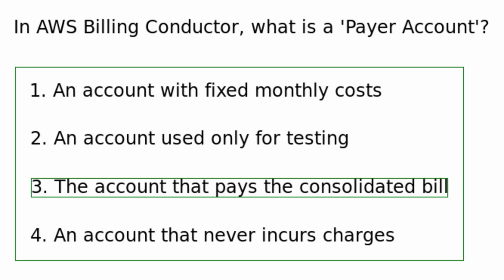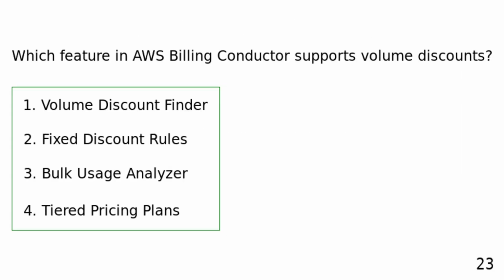In AWS Billing Conductor, a payer account is the account that pays the consolidated bill for all linked accounts in an organization. Which feature in AWS Billing Conductor supports volume discounts?